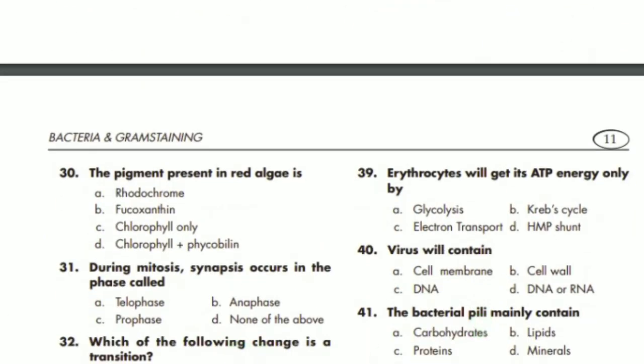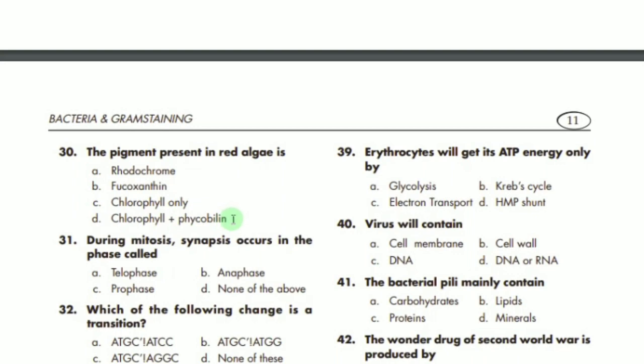Now MCQs number 30 says that the pigment present in the red algae is, so in the red algae the most important pigments are chlorophyll and phycobilin. So D is the correct option.